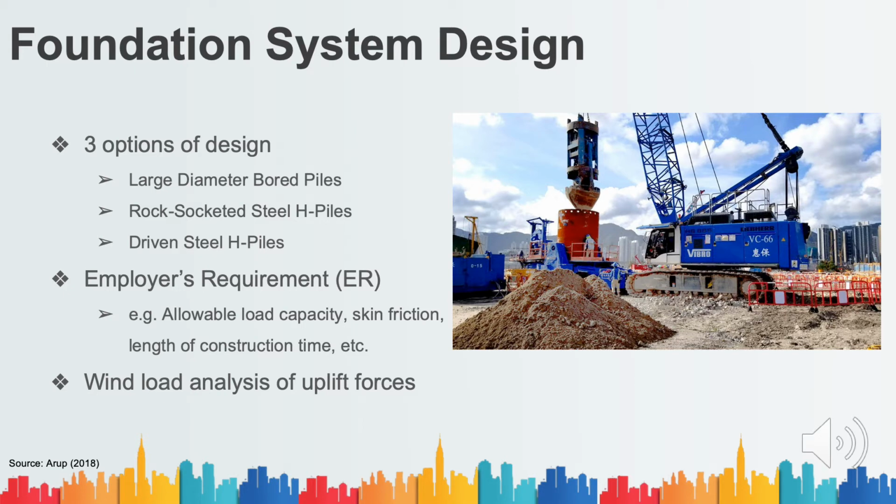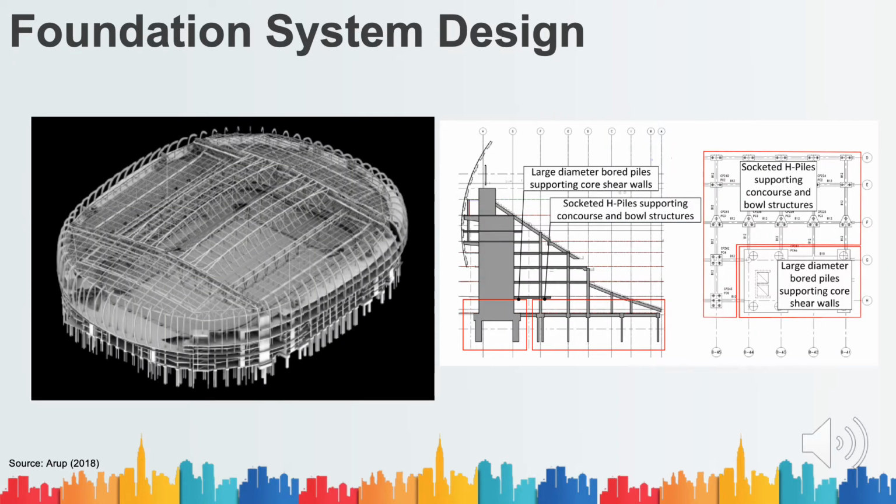So, with the aid of wind analysis, it can facilitate the design of the foundation system to resist the uplift and other building loads. At the initial stage, in order to resist the imposed loadings and meet the employer's requirement, there are three options of foundation designs, which are large diameter bored piles, rock-socketed steel H piles, and driven steel H piles. After considering the allowable loading capacity, construction time, and wind forces, the project team decides to use large diameter bored piles and socketed H piles, as shown in the above figures.